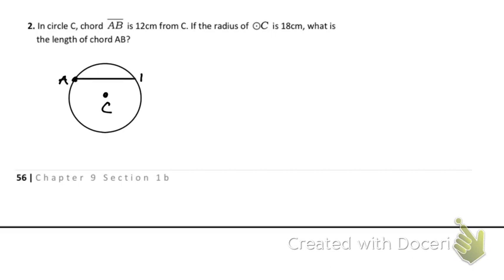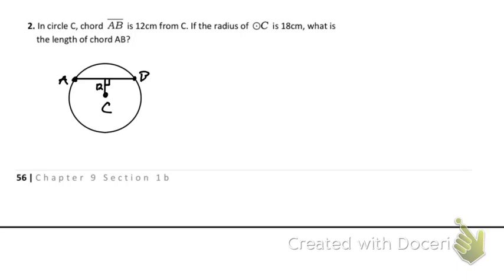The only thing we know about AB is it does not go through the center, because it says it's exactly 12 centimeters from the center. So since it's 12 centimeters from the center, you're going to draw a line that goes from the center, put a 90-degree symbol on it, and put a 12 right there. That is what the distance from the center will look like. It's going to be a straight line that goes from the center and makes a 90-degree angle.